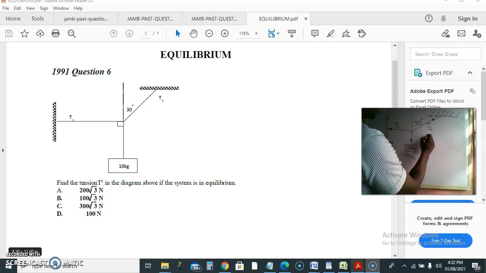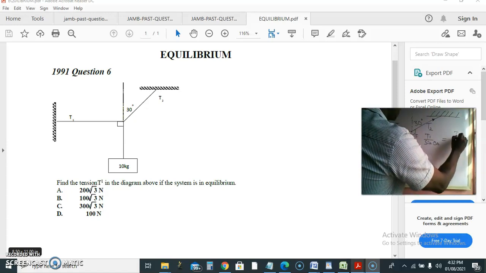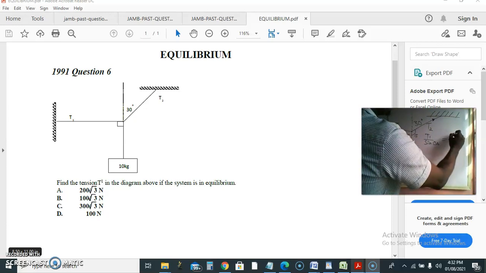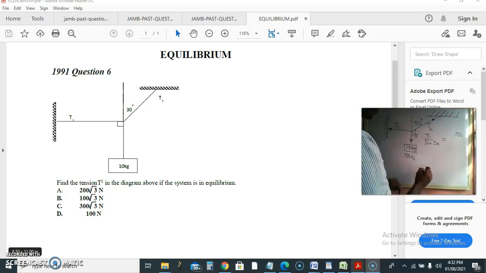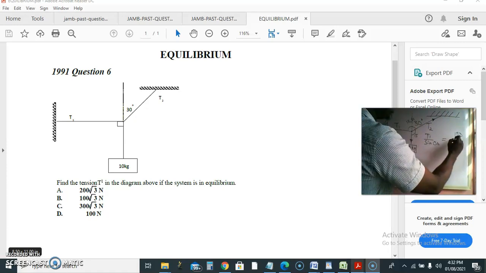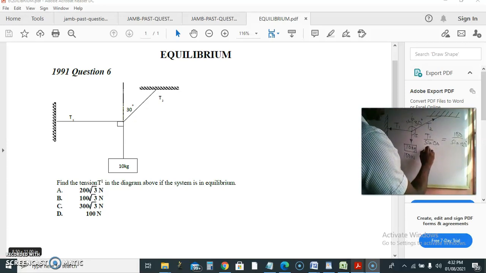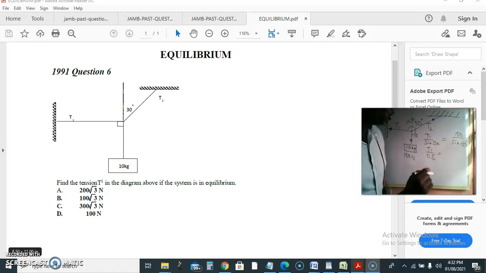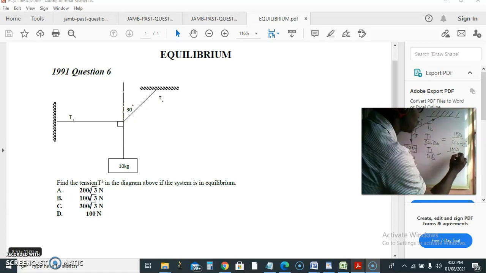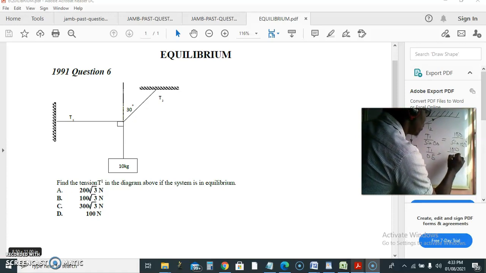So we go T1 over sine of the angle there, 60 plus 90, which is 150, equals 100 Newton over sine of the angle there, which is 120, that is 30 plus 90. So we have T1 over sine 150 equals 100 over sine 120. Sine 150 is 0.5; these are some of the special angles we should know. Sine 120 is root 3 over 2.